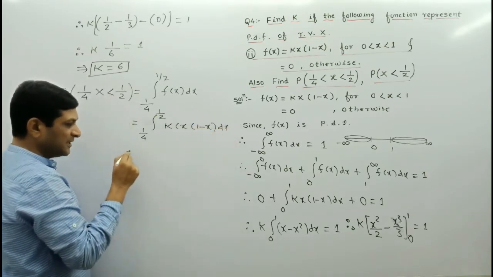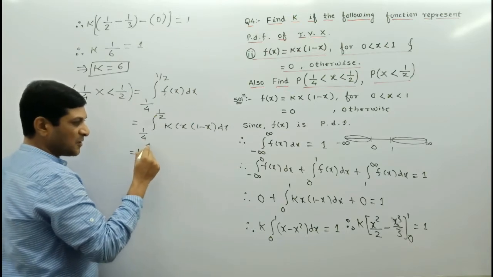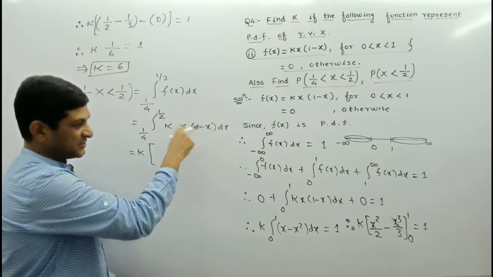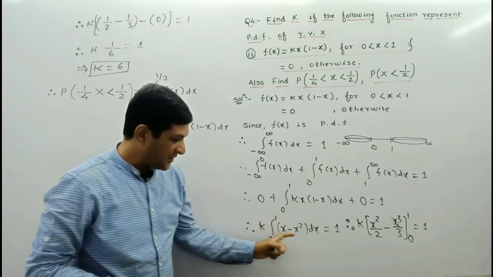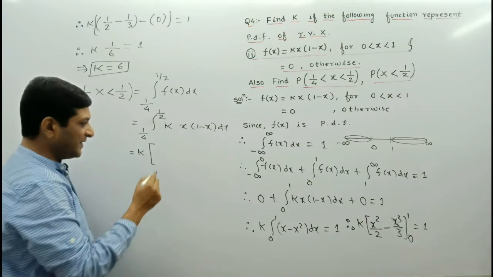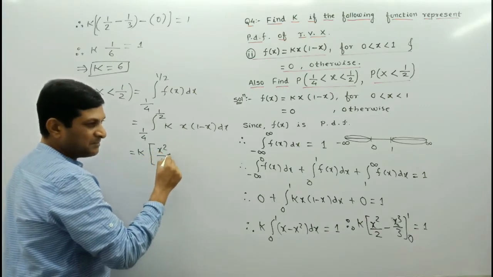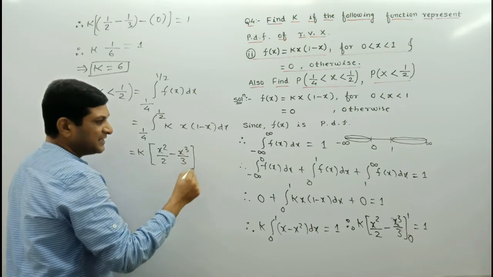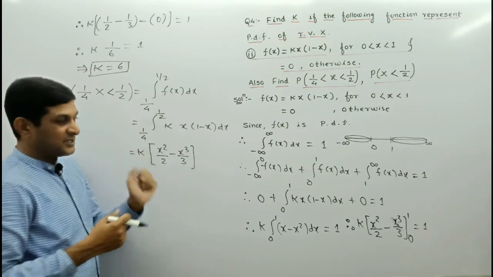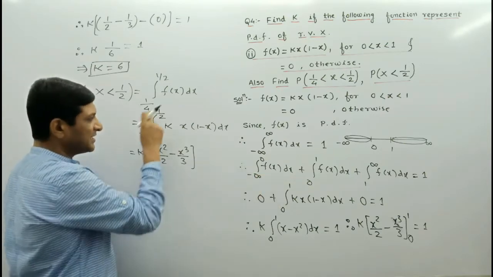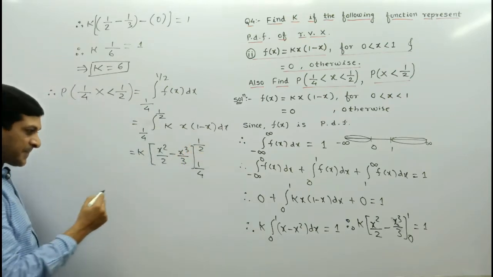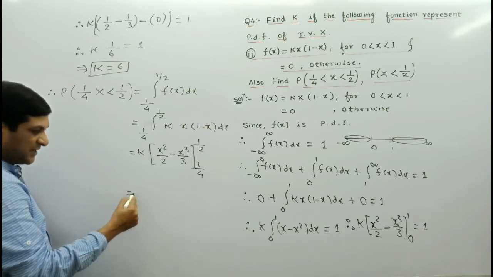So which is equal to, now k is a constant, keep it as it is, and we have already got its integration. What is the integration of this term? This term will be equal to, after taking k constant and simplifying it, it can be written in this form, and its integration is x square by 2 minus x cube by 3. Already this integration is known to us from the first part. The only difference is what? The limits are different. So here the limits were from 0 to 1, and here the limits are from 1 by 4 to 1 by 2. Now simplify it.